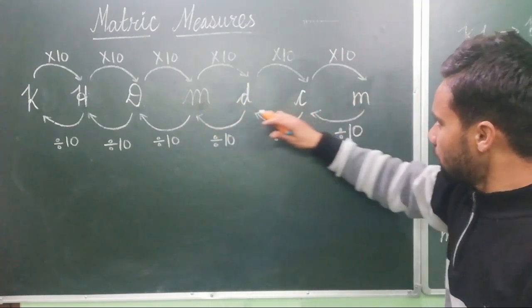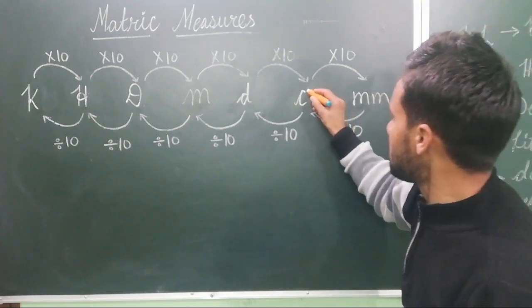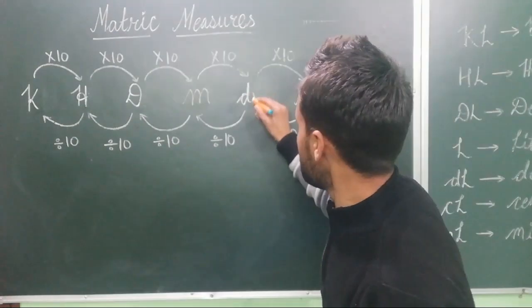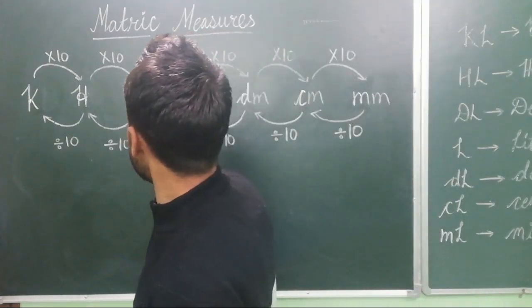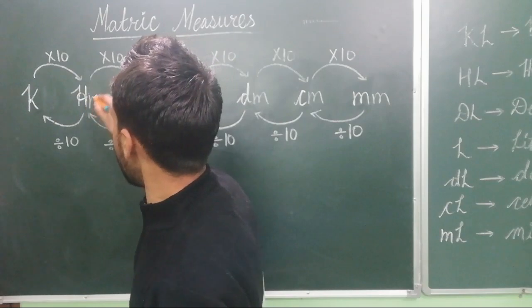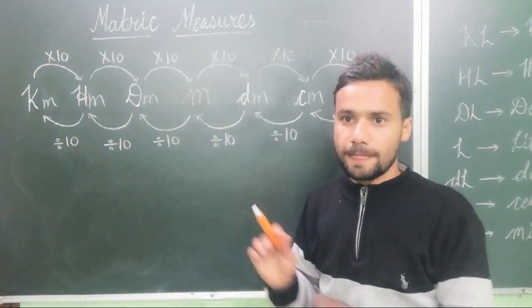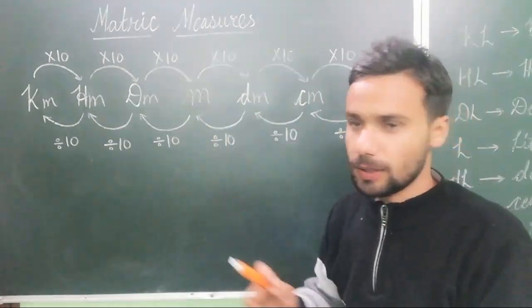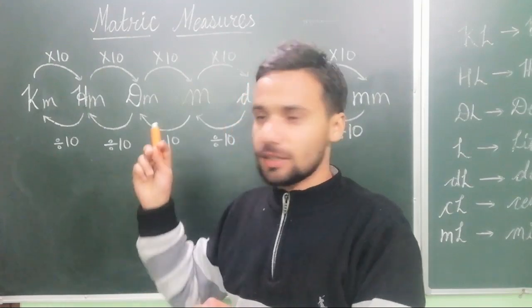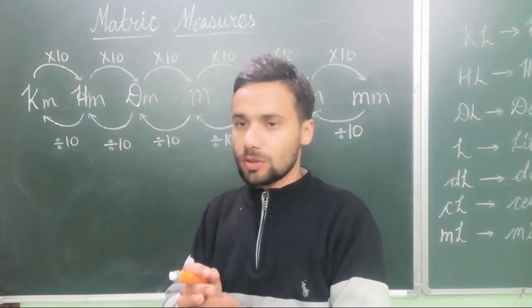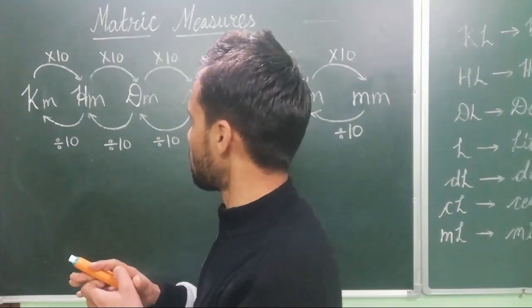And if you complete all these, then what do you write? Millimeter, centimeter, decimeter, and as you know there is meter, and now decameter, hectometer, kilometer. Is it okay? I hope you understand this very well. Now the question is how can we remember all these things? So I will tell you a shortcut trick if you want to remember all these things.